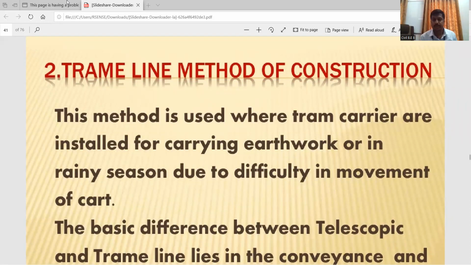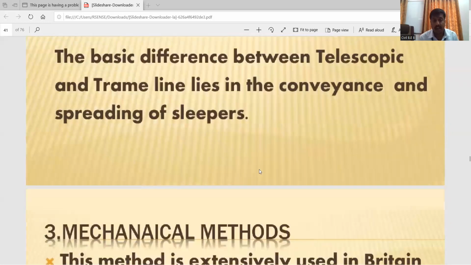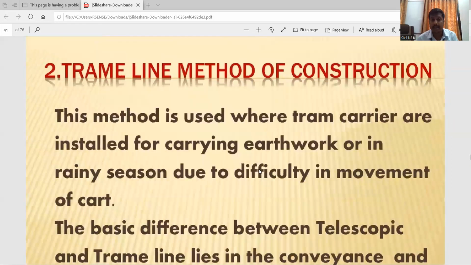Next method, tramline method of construction. This method is used where the tram carriers are installed for carrying the earthwork, or in rainy season due to difficulty in movement of the cart. The basic difference between the telescopic and the tramline method is in the conveyance and the spreading of the sleepers. Now, the second method is the tramline method.